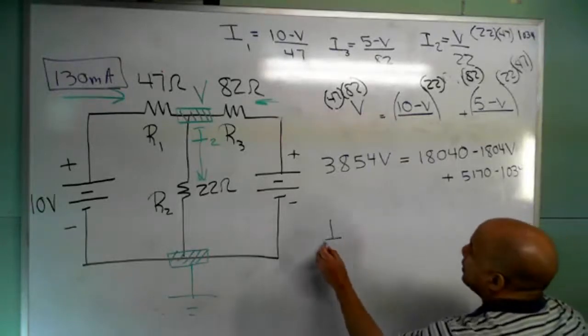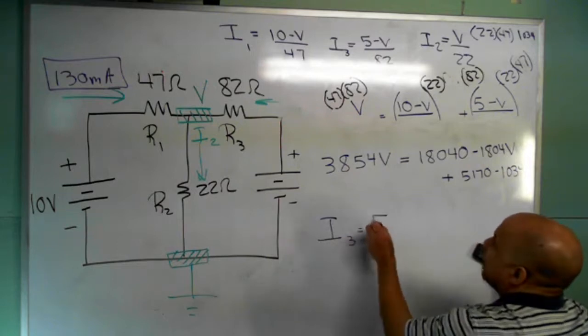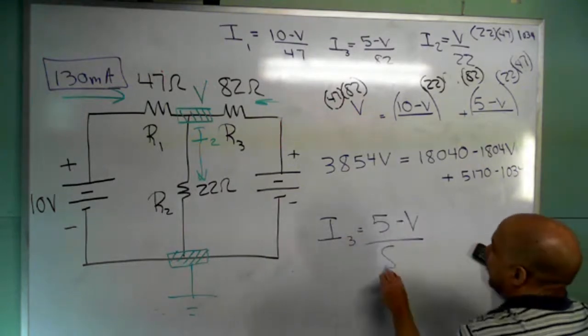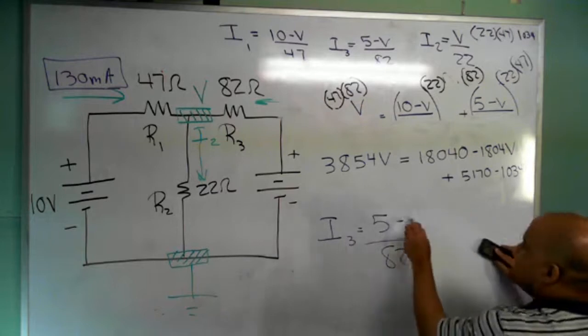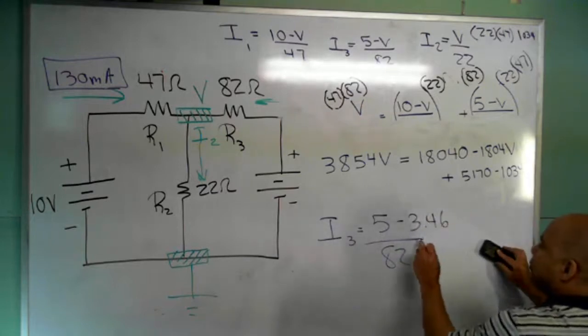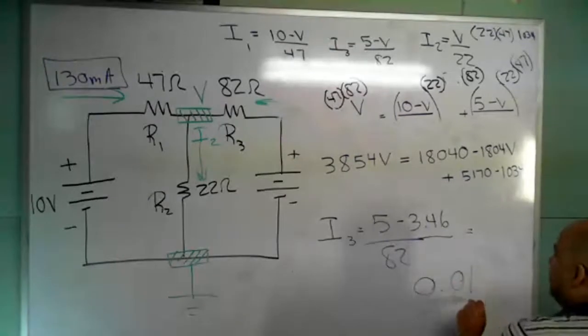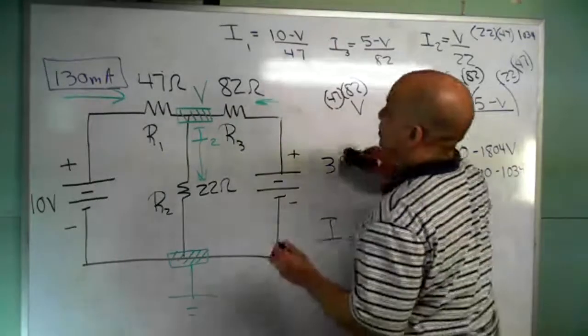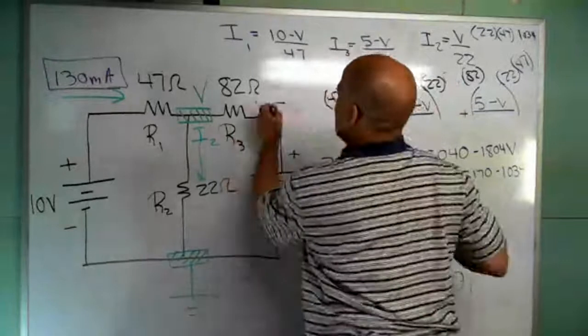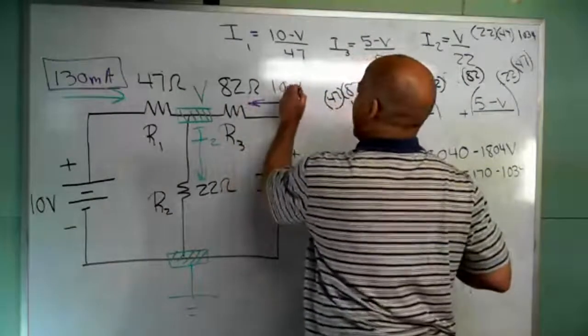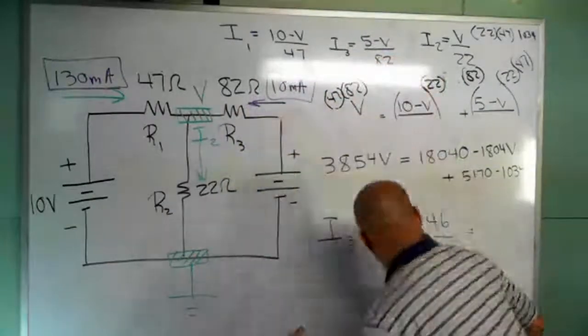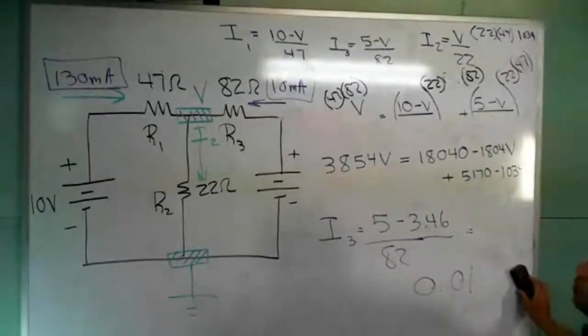I3 is 5 minus V on 82. And we said that this was 3.46 volts. So give me the value for I3. 0.01. So 10 milliamps. Is that what we were saying? 10 milliamps? And it looked like we chose the right direction for that.